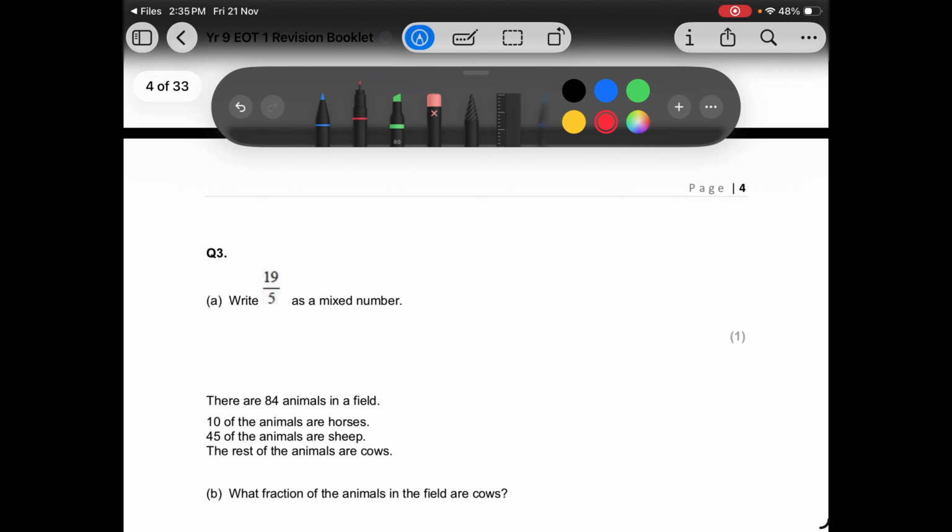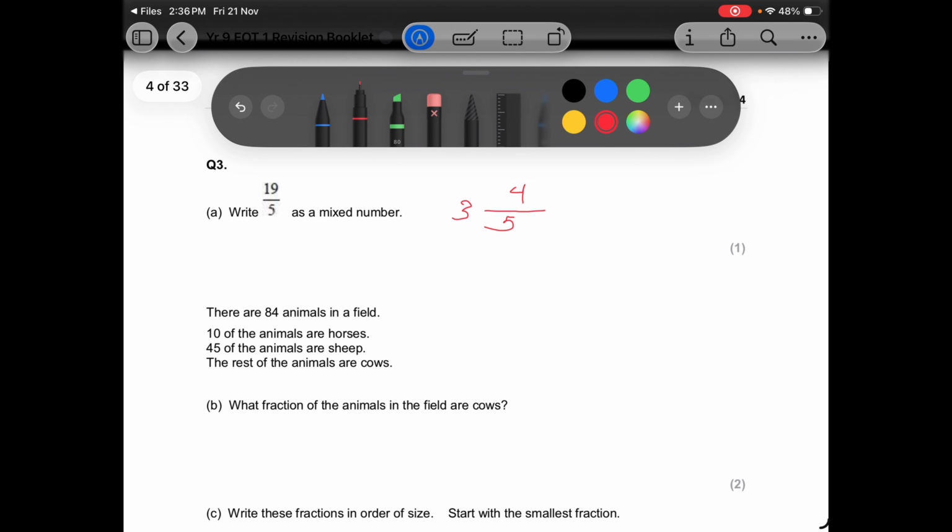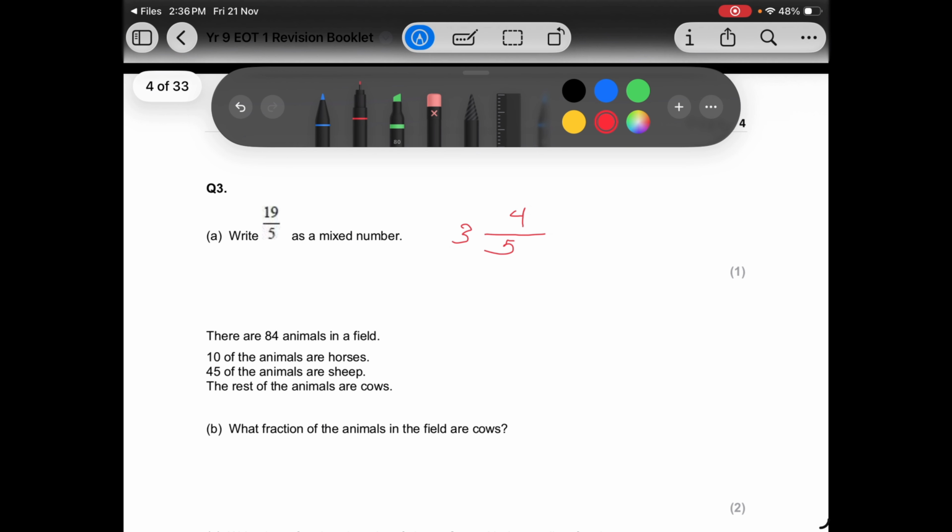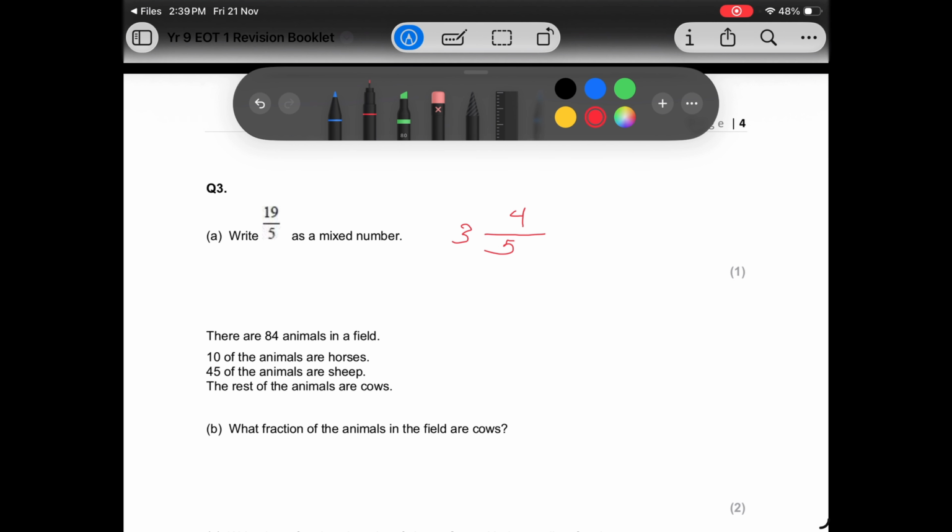Next, write 19 over 5 as a mixed number. So the question is how many 5s I have inside 19. There is 1, 2, 3, 3 5s. So the answer is 3, and 4 will be left over what? Over 5. So the goal is accomplished. Let us have a look at the next problem, please.